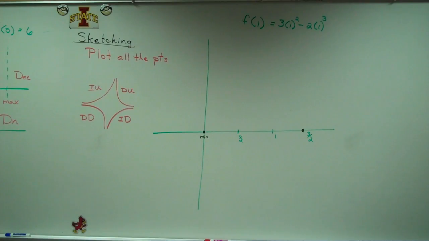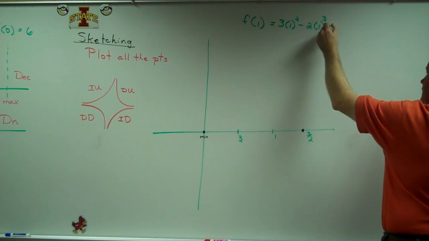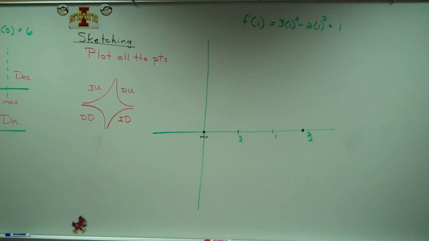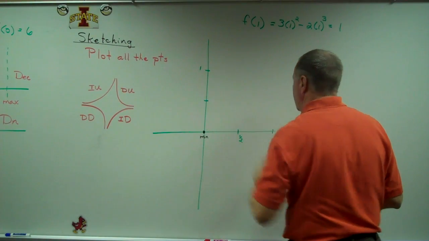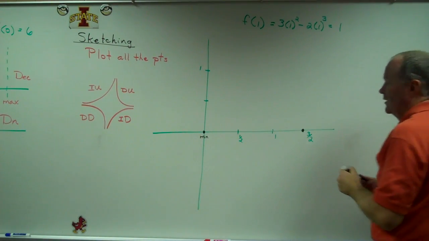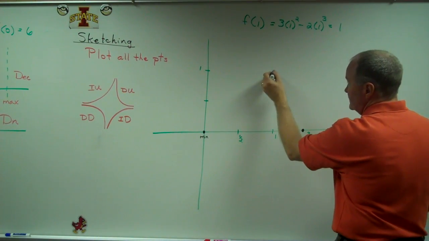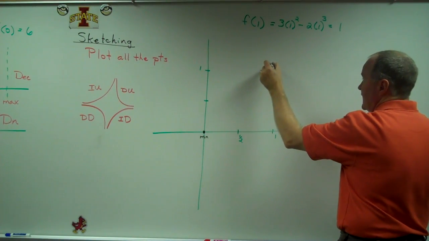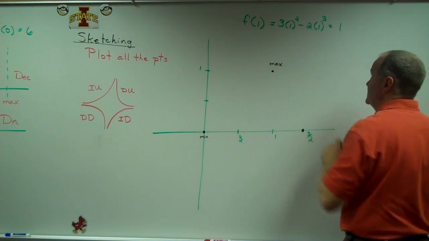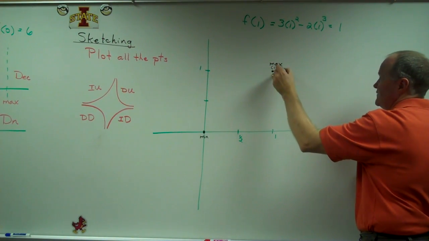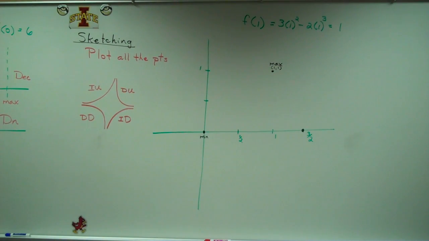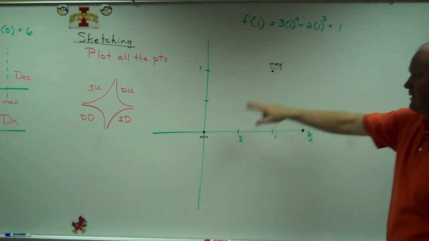Yes. 3 times 1 squared minus 2 times 1 cubed. So you're at a positive 1. And I'll make that up there. I think that works. At x equals 1, y equals 1. And that's a maximum. If you want to write 1 comma 1 on there, that's fine, so I know how you got it. So that's my maximum and my minimum.